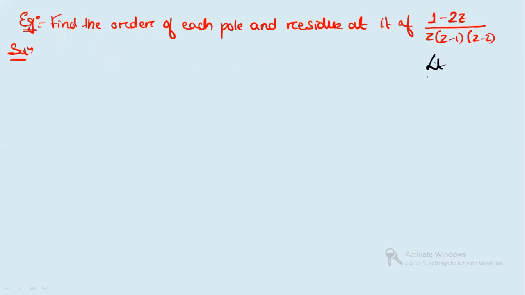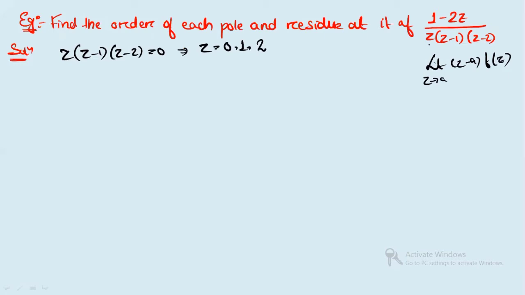So what was the formula? I'm writing it here: limit as z tends to a of (z − a) f(z). First we will find the poles here. To find the poles, you put the entire denominator equal to 0: z(z − 1)(z − 2) = 0. So from here the poles are z equals 0, 1, and 2. All of these are simple poles, that means poles of order 1. So we will calculate the residue for all three.